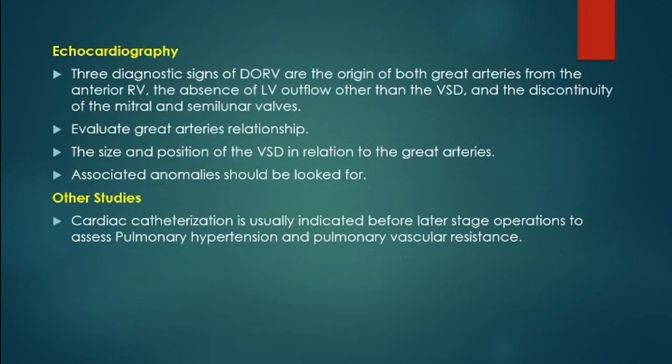Echocardiography is essential to diagnose the features of double outlet right ventricle with both great arteries arising from the right ventricle, so that the left ventricle has no outflow except the VSD, and there is discontinuity between the mitral and the semilunar valves. During echocardiography, we should properly evaluate the great artery relationship, the size and the position of VSD in relation to the great arteries, and associated anomalies. Other studies, like cardiac catheterization, may be indicated before later stage operations.